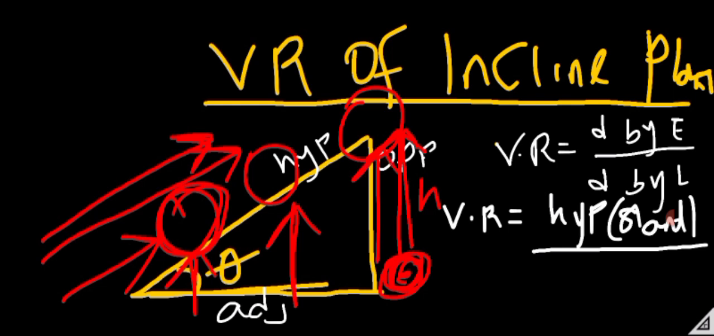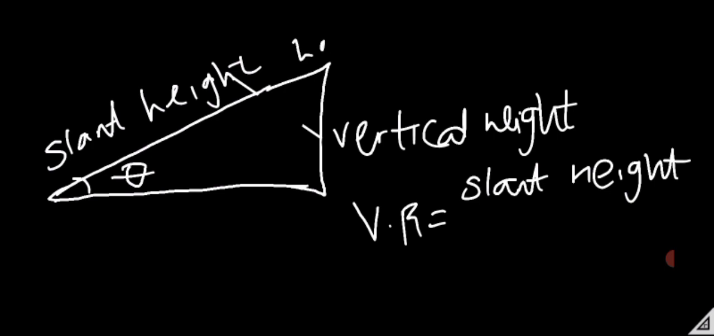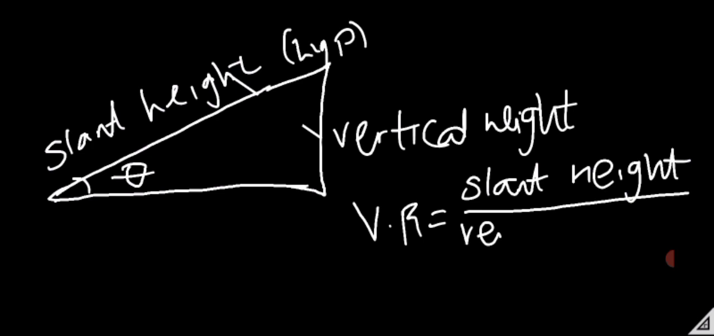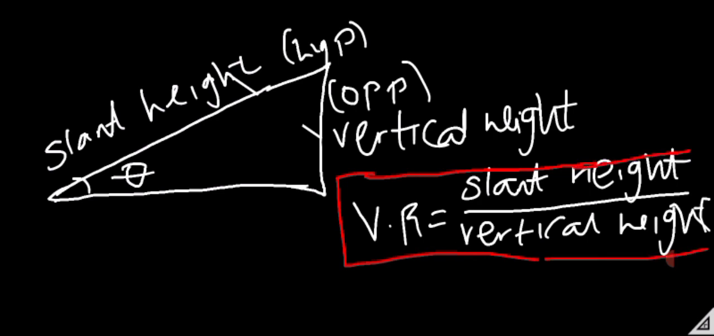So VR will be distance moved by effort over distance moved by load, which is now the opposite, also known as vertical height. So we now prove that VR is equal to slant height, the slant height, which was the hypotenuse, over the vertical height. And this vertical height is the opposite. We derived it on the last page. So velocity ratio for an inclined plane is, number 1, slant height over vertical height. Write this down, it's very important. Slant height over vertical height.